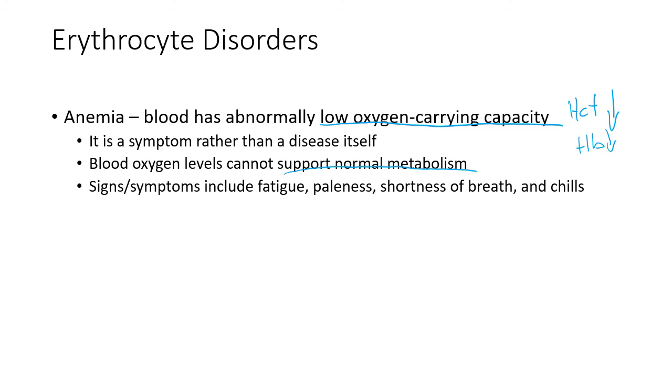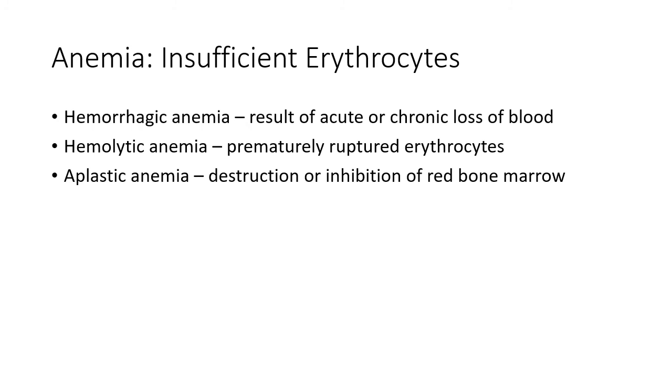So their body's going to be always kind of short on oxygen, which we may or may not necessarily see in any of the symptoms that we have here: fatigue, paleness, shortness of breath, chills, cold all the time, things like that. Some of the anemias that we may get are, in a sense, kind of no fault of our own per se. We can have hemorrhagic anemias. This is going to be loss of blood. Oftentimes this is acute loss of blood, but it could also be chronic, something like an ulcer that's bleeding somewhere, something like that.